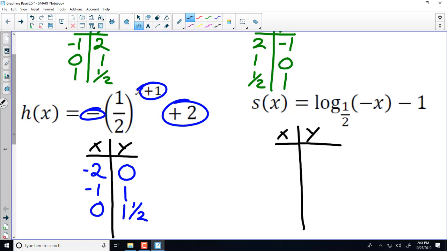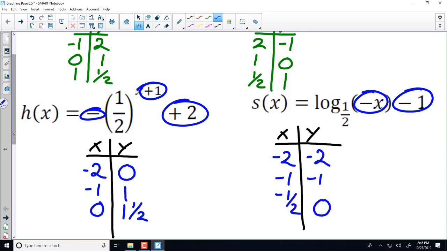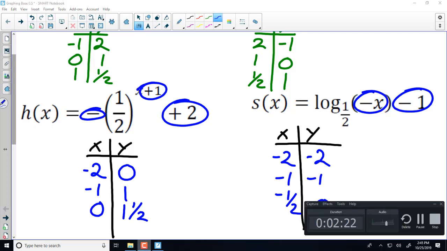Okay, we come over here. X and y, what's going on here? We've got a negative on the inside, which looks a little bit fishy, but all that's going to do is change the sign on all the x values. And we have a -1 on the outside, which is going to shift the whole graph down 1 unit, subtract 1 from all the y values. So change sign on x, subtract 1 from y. So if I change the sign on every x, it's going to become -2, -1, -1/2. And then if I subtract 1 from every y value, it's going to become -2, -1, 0. Okay, that should be enough to sketch some graphs, so let's do that.